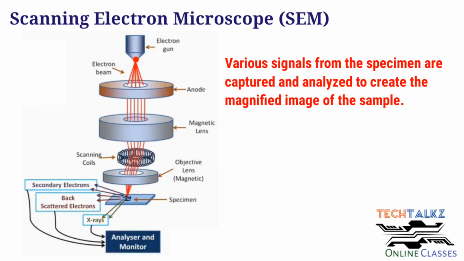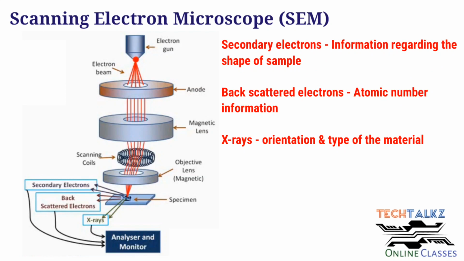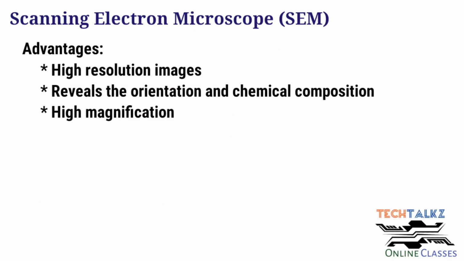Then based on the intensity of these captured signals, we can produce the image of the specimen and it can be displayed on the monitor. From the secondary electrons, we get information regarding the shape of the object. The backscattered electrons reveal the atomic number information. Based on the X-rays, by analyzing the wavelength, we can predict the atomic orientation and type of the object.